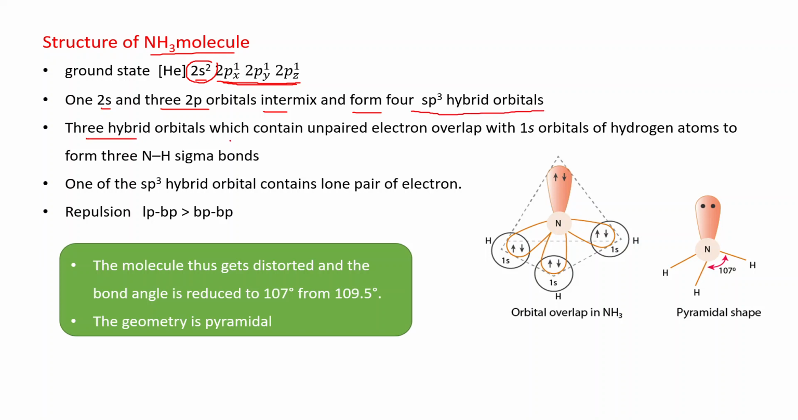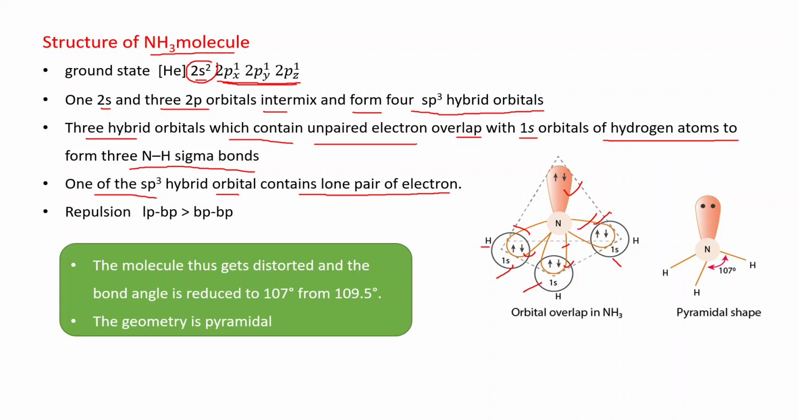Three hybrid orbitals which contain an unpaired electron overlap with the 1s orbitals of hydrogen atoms to form three nitrogen-hydrogen sigma bonds, and one of the sp3 hybrid orbitals contains a lone pair of electrons. Now see, this is a lone pair of electrons, and these three sp3 hybrid orbitals of nitrogen overlap with the 1s orbital of hydrogen and form sigma bonds. This is a sigma bond, this is a sigma bond, this is 1s of hydrogen, and this is sp3 of nitrogen.